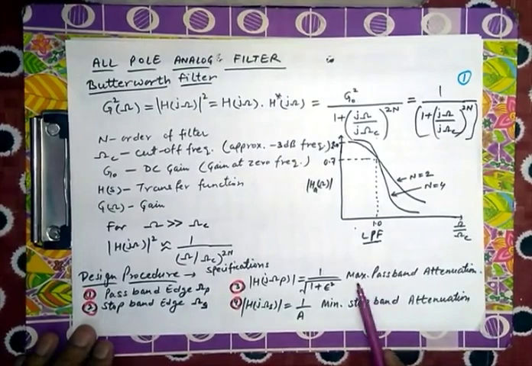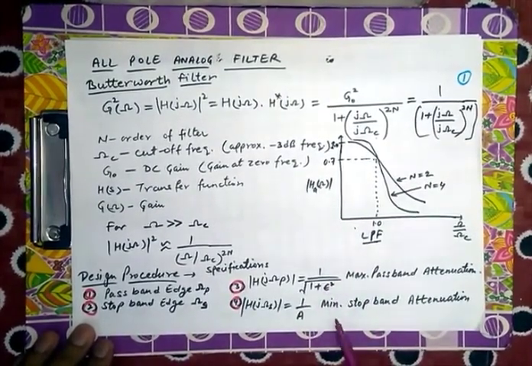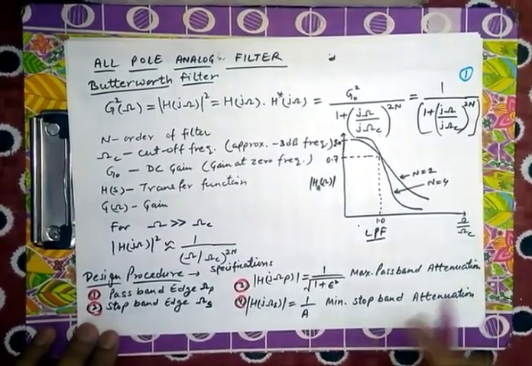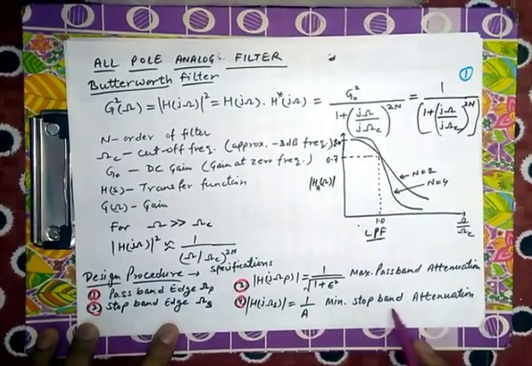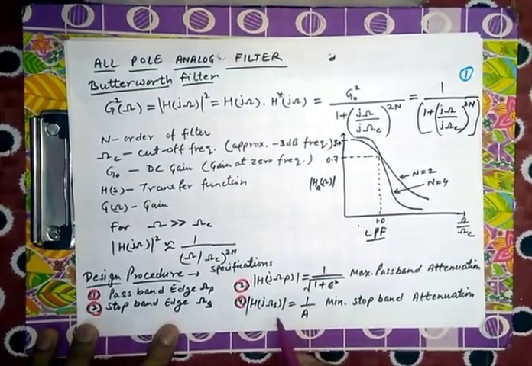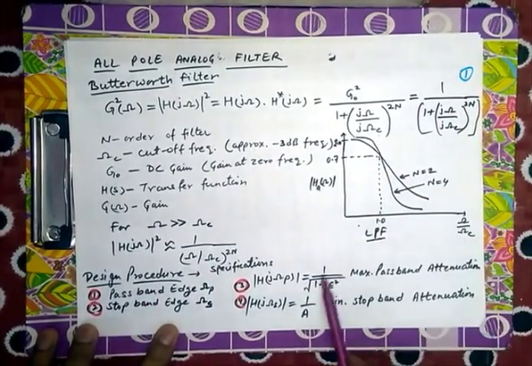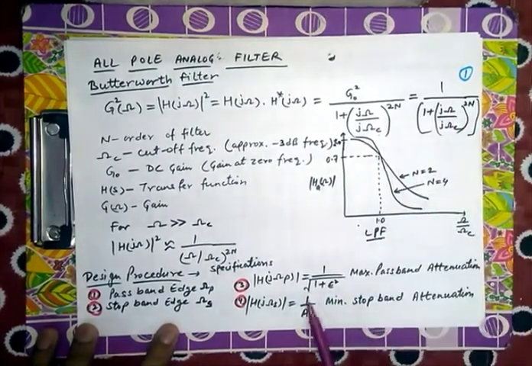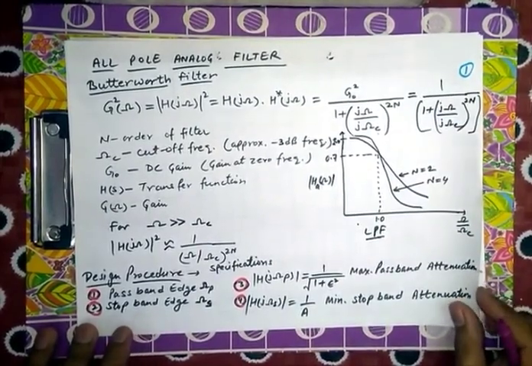We will represent the maximum passband attenuation by 1 upon the square root of 1 plus epsilon squared, and the minimum stop band attenuation by 1 upon A. This is the maximum passband at Ω equal to Ωp, and the maximum stop band at Ω equal to Ωs. When Ω is Ωp, this expression must become 1 upon the square root of 1 plus epsilon squared, and when Ω is equal to Ωs, that is at the stop band frequency, this expression must become 1 upon A. So these four specifications must be given to design any Butterworth filter.